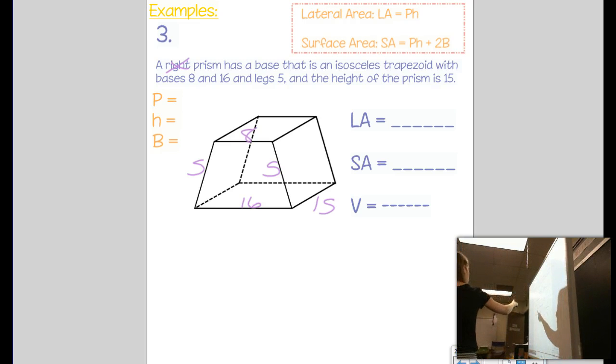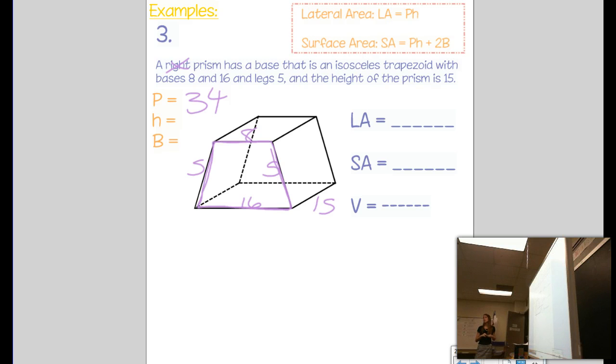Nasia, what's the perimeter of the base? What's capital P equal? Yeah, what is it? 34. Good mental math. Woo. 34. We have to get 34. Oh, she added them up. 16 plus 8 plus 5 plus 5. Yeah. Perimeter. Dimitri, what's the height of the prism? There's no calculating. Just tell me the height. Look at the picture.